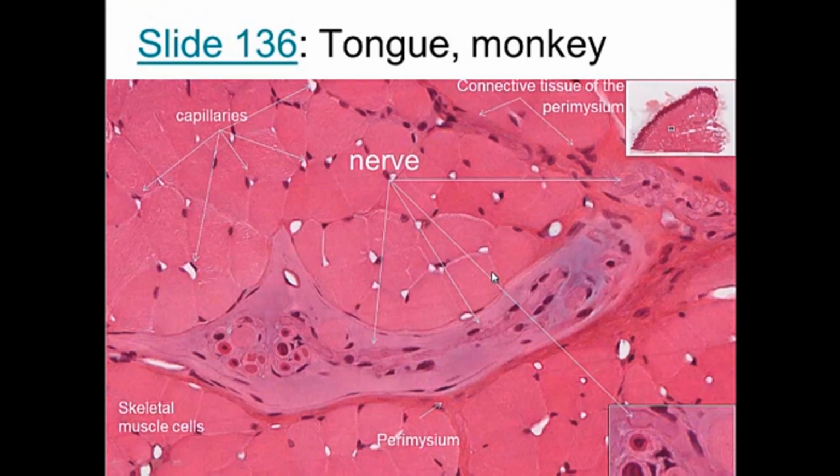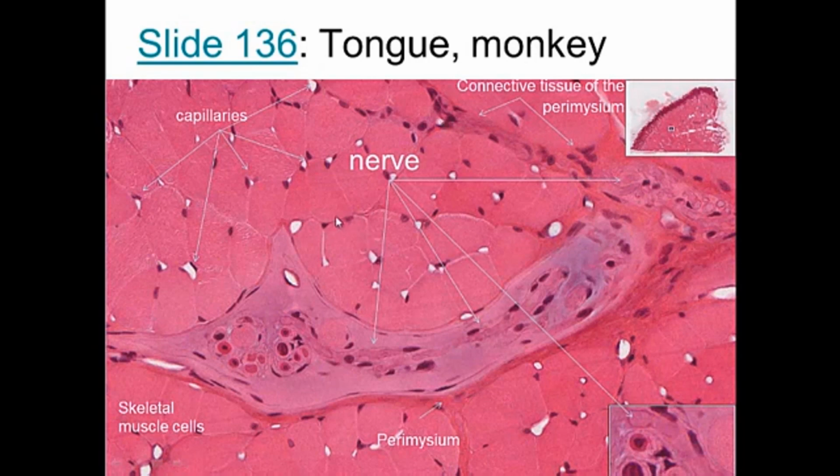here in a minute. So if we look at skeletal muscle, we can see the nuclei in the periphery, and we see some capillaries in between there. And here we see connective tissue, and this is the perimysium. The connective tissue that we see here is the perimysium, skeletal muscle cells, capillaries in between. This is nerve that we see. Nerve is running through here, connective tissue of the perimysium.